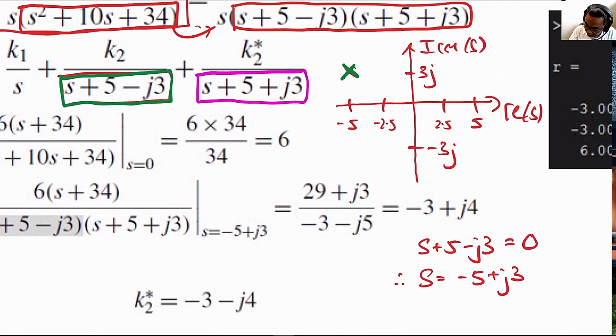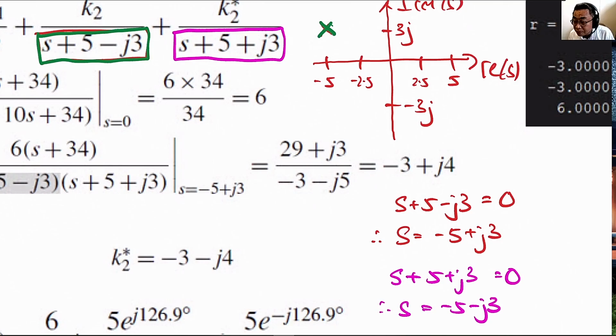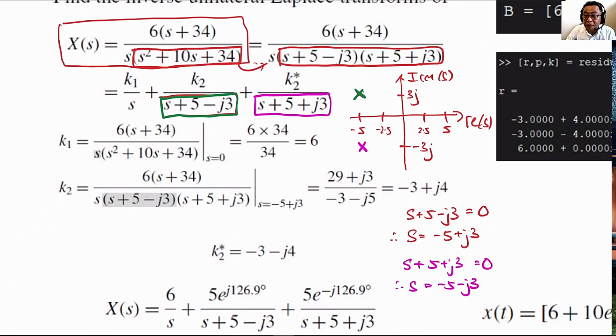Now I'll draw for you the purple cross. Who is the purple guy? It will be s plus 5 plus j3 equals 0. Therefore, s equals minus 5 minus j3, which is, of course, here. So I have a pole at minus 5 plus 3j, and a pole at minus 5 minus 3j for these two expressions.